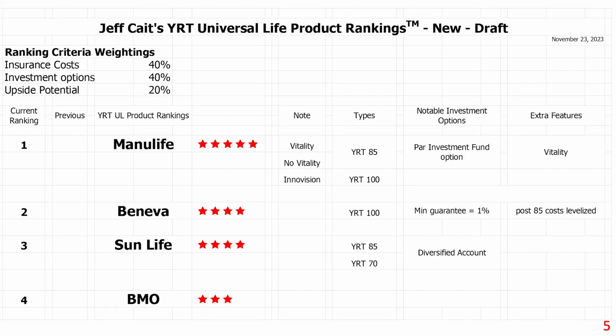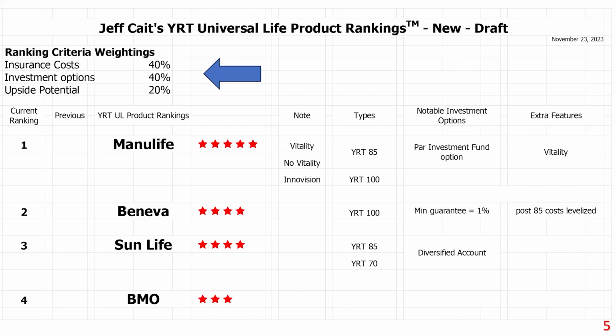Here's the chart. This is old. It's from November. I didn't see any reason to update it, but I could go through this again and we'll continue to update these things. To design the best YRT universal life product in the marketplace, we have criteria and we weight them. And here they are. We look at insurance costs. 40% of the challenge of getting the best deal is getting the lowest insurance costs, guaranteed.